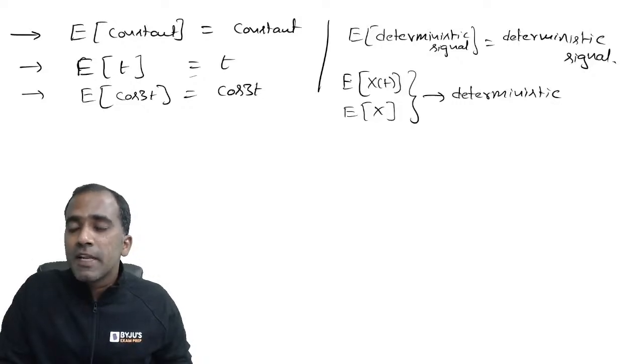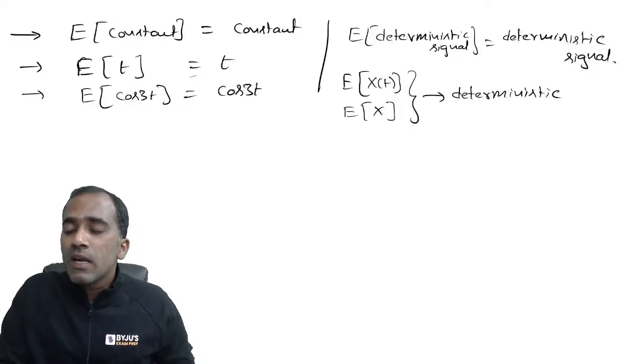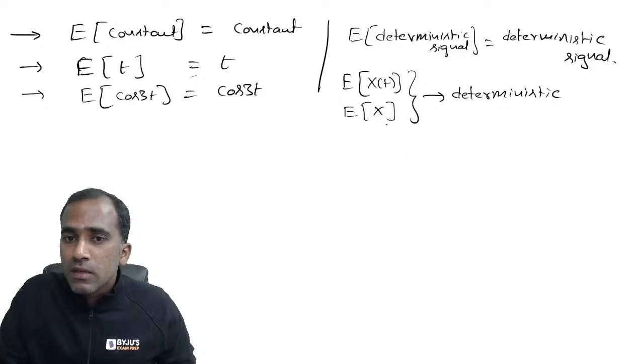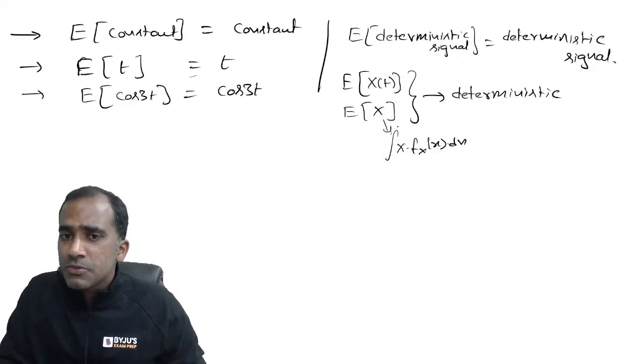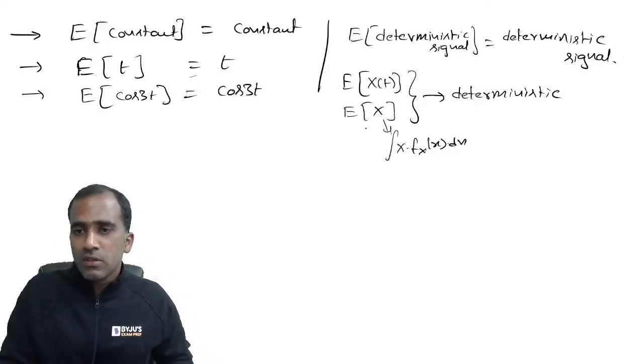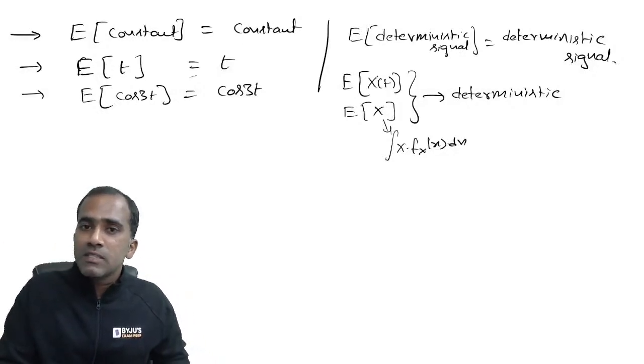Whenever you apply expectation, you are integrating with respect to the random variable, correct? Expectation of x means what? Integration of x times f_x(x) dx, no? So when you are integrating with respect to the random variable, after integration you are going to substitute the upper and lower limit, so x will vanish. So the randomness will vanish, no? Whenever you apply expectation, randomness will vanish.